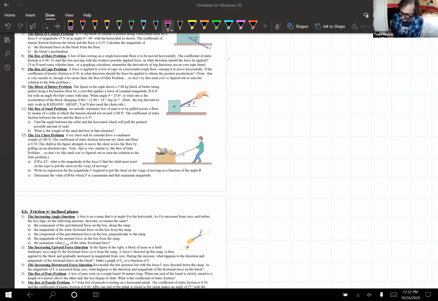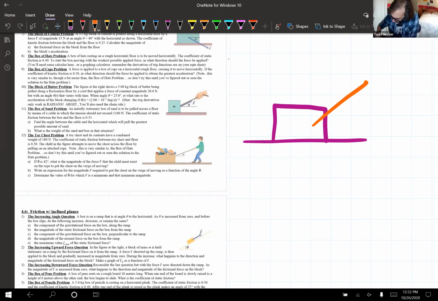what's the magnitude of the force the kid has to exert on the rope to just put it on the verge of moving, right? So the idea, I guess, is, here's the ground and the box, and the kid is going to pull this way, right? But we need to split that into components, right? So let's just use F to be the force of the kid, okay?